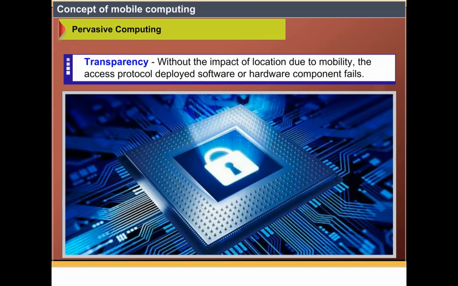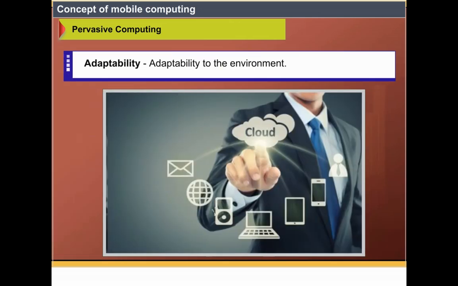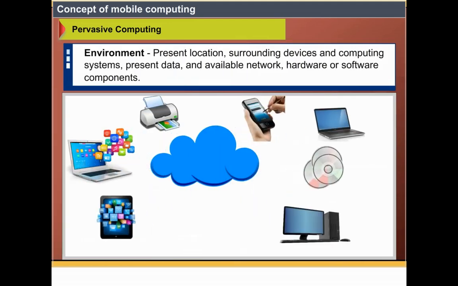Transparency. Without the impact of location due to mobility, the access protocol deployed, software or hardware component failure. Adaptability. Adaptability to the environment. Environment. Present location, surrounding devices and computing systems, present data, available network, hardware or software components.